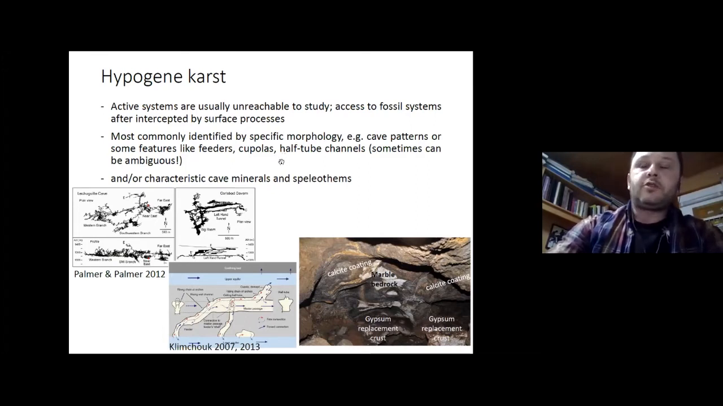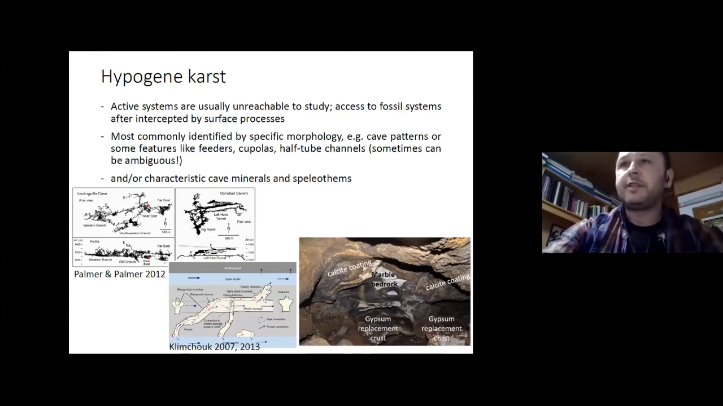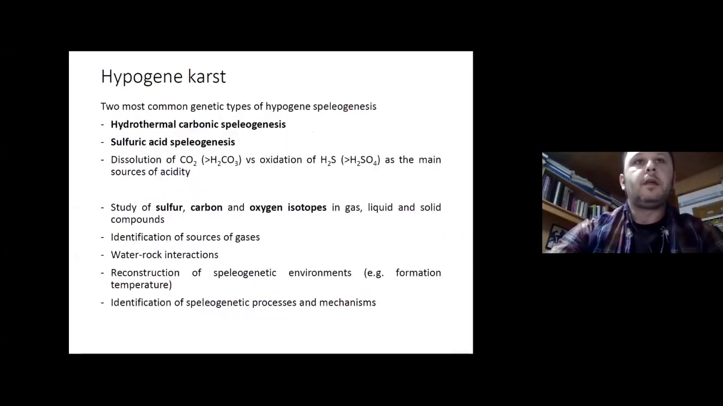A more certain way is to study the cave minerals and speleothems found in these cave systems. For example, in the picture you can see the bedrock in which this cave was formed, then a layer of calcite coating, and that was covered by a layer of gypsum, which indicates two phases of cave development. These are characteristic minerals for hypogene karst systems, as we will see later. So that's a much more certain way of determining whether a cave was formed by hypogene processes.